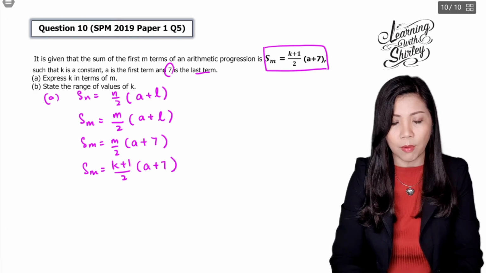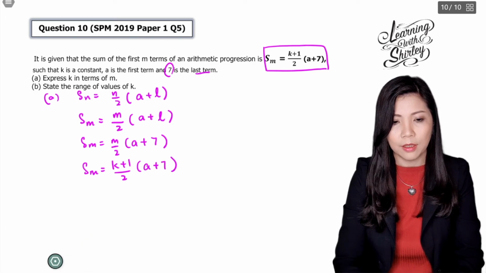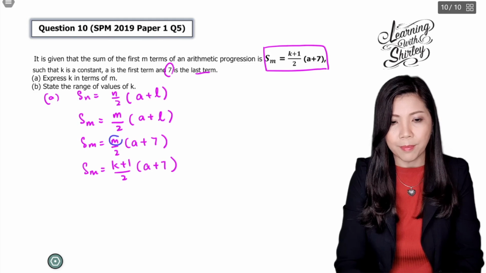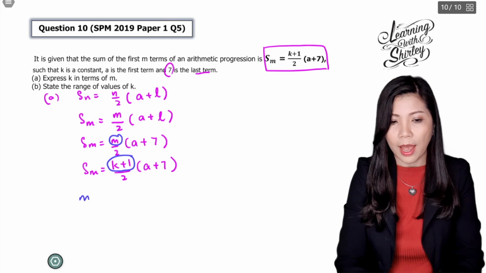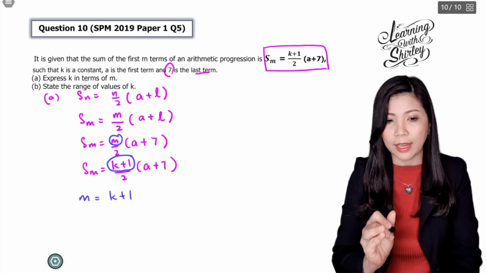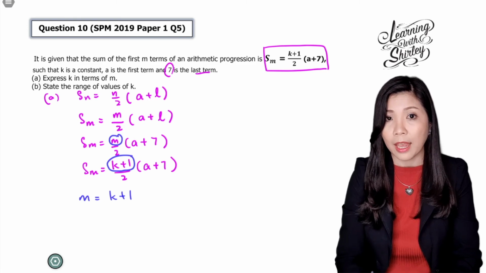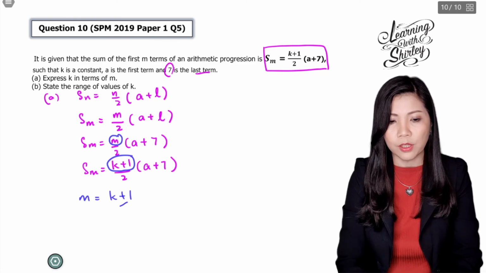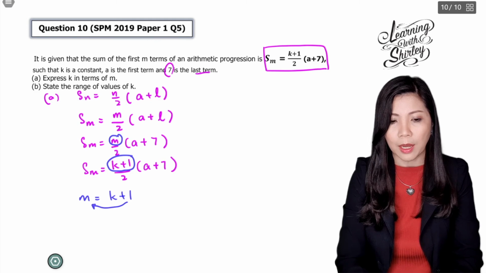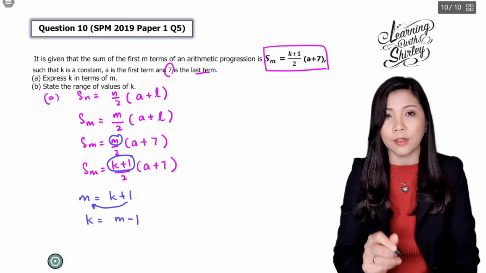So let's compare. You see here, m is equal to k plus 1. They want you to express k in terms of m, which means that k must be on the left. So I'm going to shift this 1 over, and it becomes m minus 1. Therefore, k is equal to m minus 1. That is the answer for A.